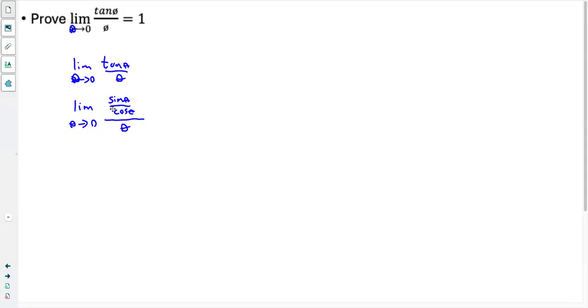Now, if we have our limit of sine theta divided by cos theta all divided by theta, that can be written as our limit as theta goes to 0 of sine theta over theta cos theta. Now we're going to utilize a limit that we just learned or proved on the previous page. So as x goes to 0, that's our limit of sine theta over theta times 1 over cos theta.